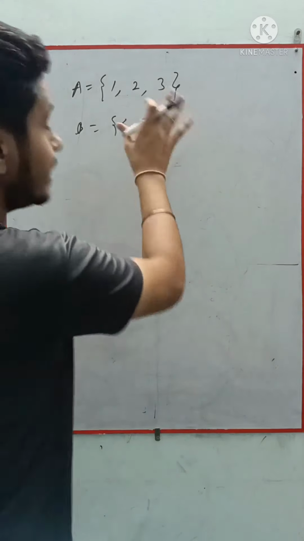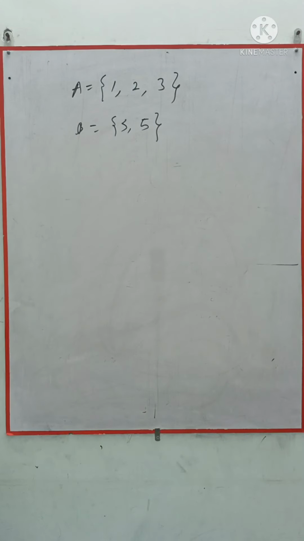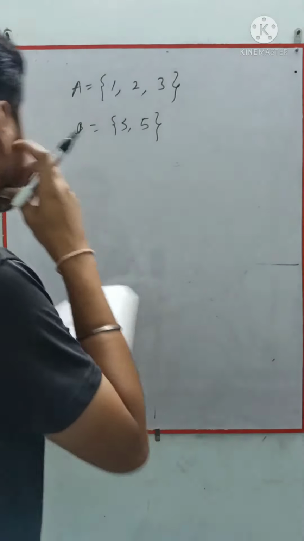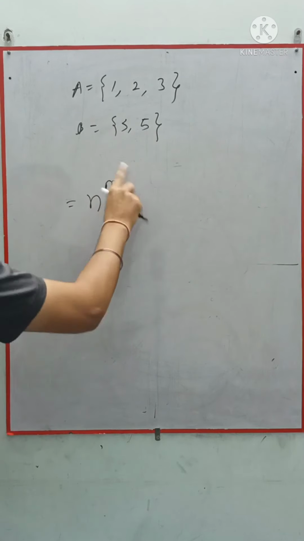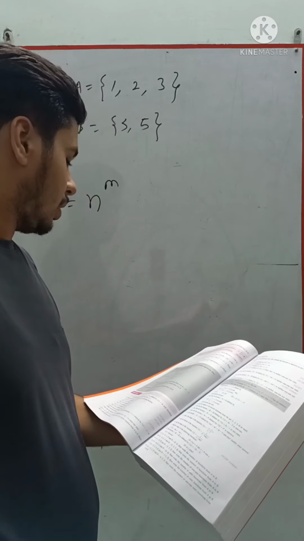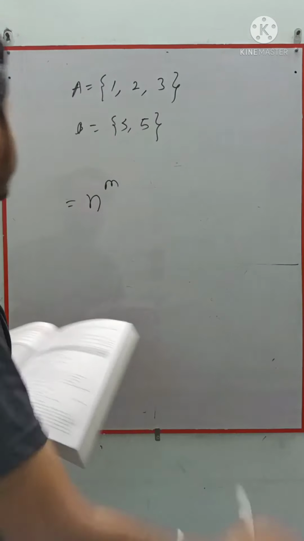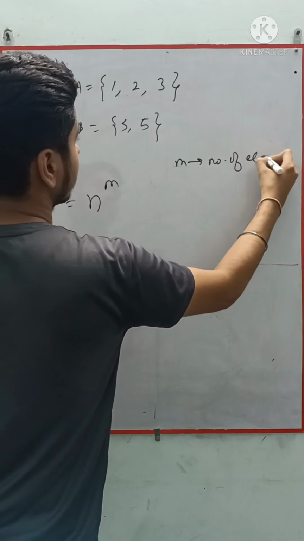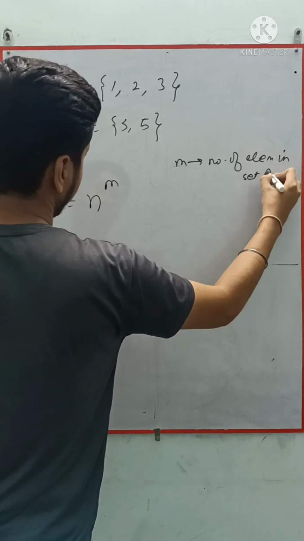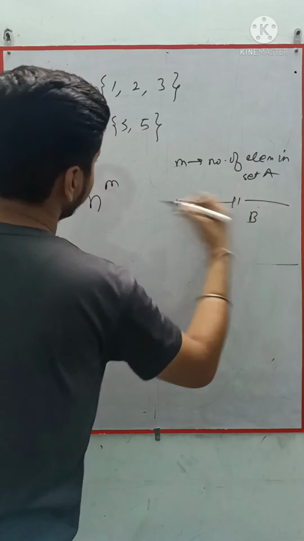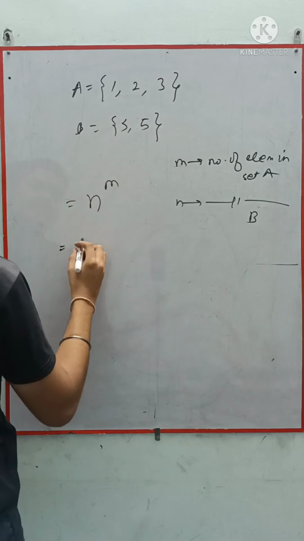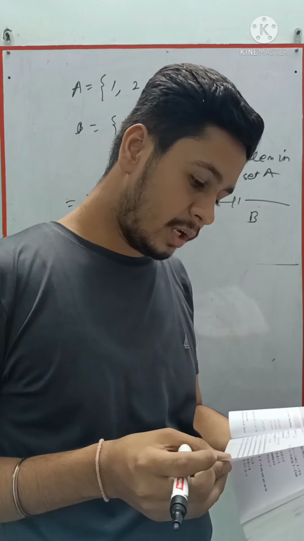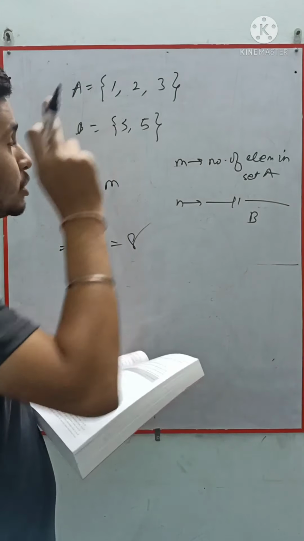Okay, so there is a remark, so let me tell you. A clear formula is given. The number of functions from A to B is defined as n to the power m. Now what is n and what is m? m is the number of elements in set A, and n is the number of elements in set B. So how many elements are there in set B? 2 to the power 3, 8. So 8 functions can be defined from A to B.